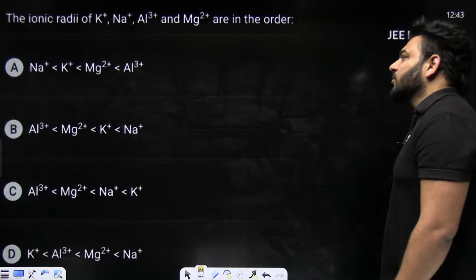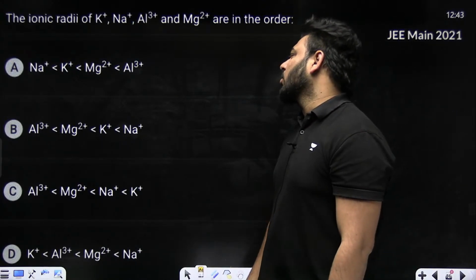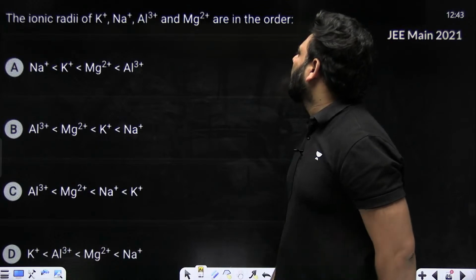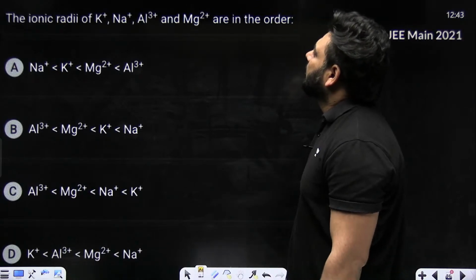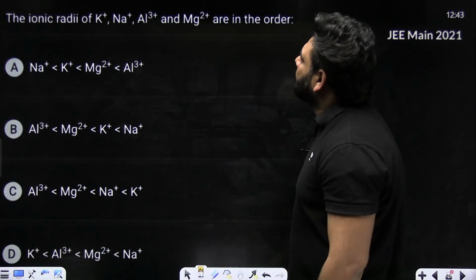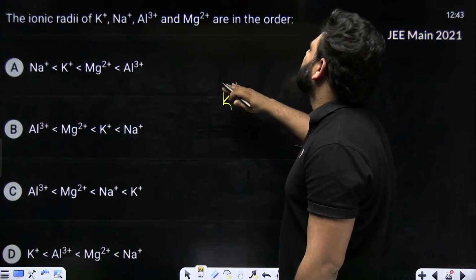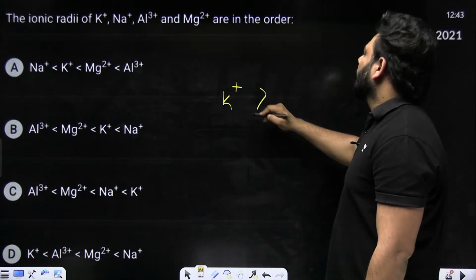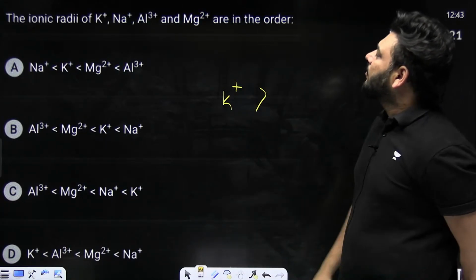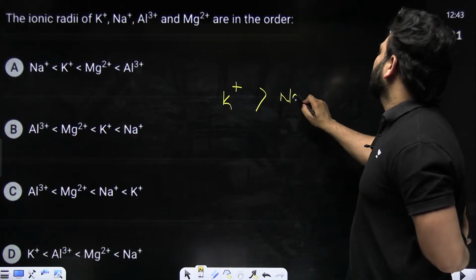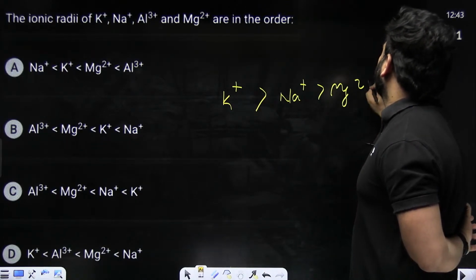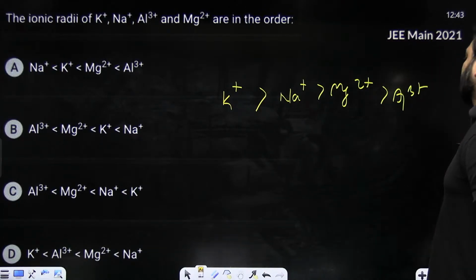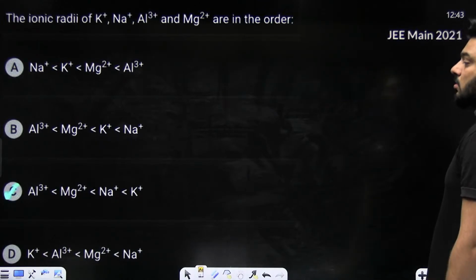Same question, another same question. Potassium, no doubt, will have the highest because it belongs to the third period. All of them will go to the second, and then Na plus, Mg2 plus, and then comes Al3 plus. Where can you find this order? C.